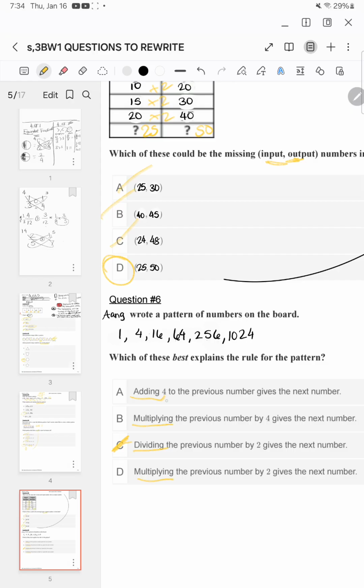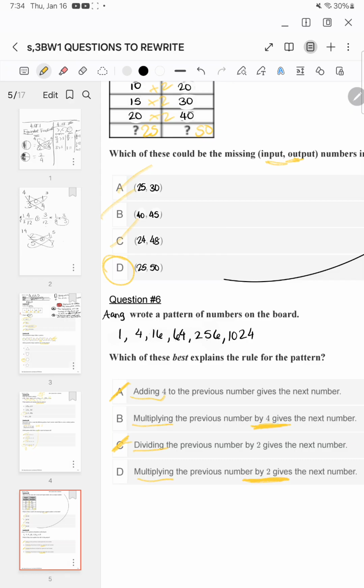So we know we're not dividing because the number is not getting smaller. Also, adding by 4. 1 plus 4 is 5, not 4. So we're not adding 4. So now we're left with multiplying. Now, the difference is, B is saying multiply. Also, students have to make sure they pay close attention to the answer choices. Because look here, we have 2 answer choices saying multiply. But one is saying multiply by 2. The other one is saying multiply by 4.